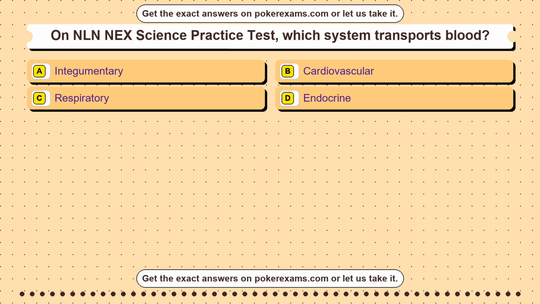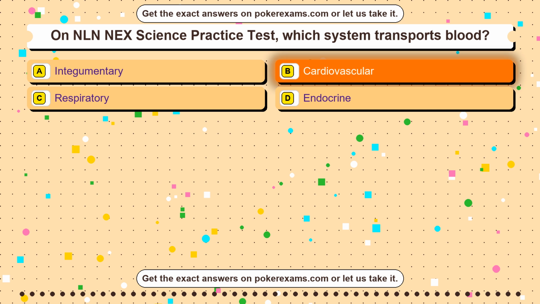Question 4. On GED-RLA practice test, which punctuation mark separates items in a simple list? Option A colon only. Option B comma. Option C apostrophe. Option D hyphen. The correct answer is option B.